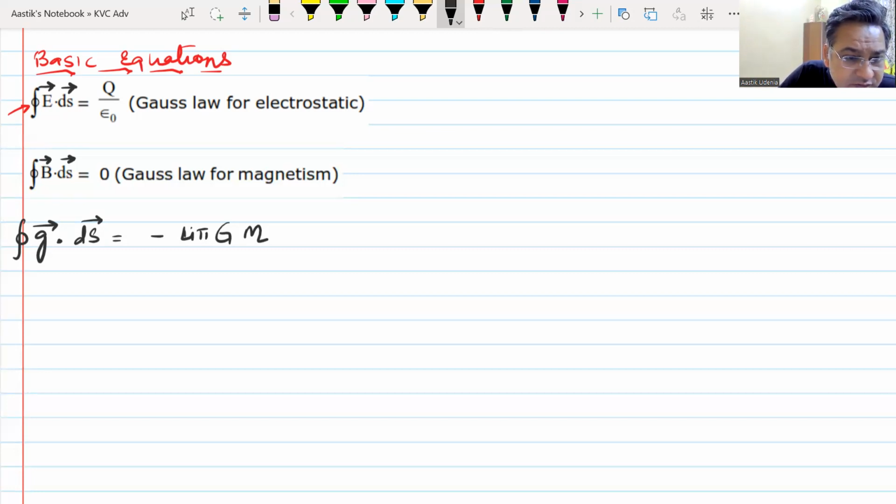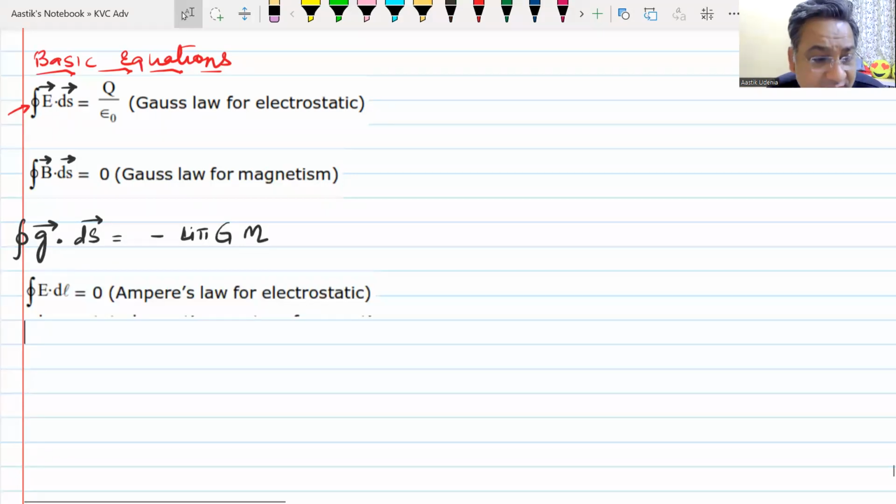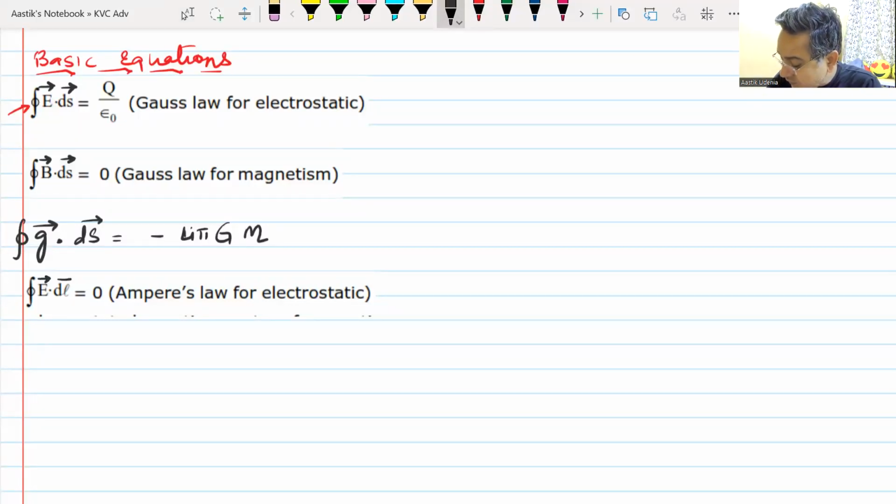Then the third law that we saw. These were surface integrals. Then we moved on to line integrals, and the line integral of electric field E dot dl over a closed loop becomes equal to 0. You can call this the Ampere law for electrostatics. This was also your voltage law or loop law that we saw in electric current. Do we remember this? Yes, sir.